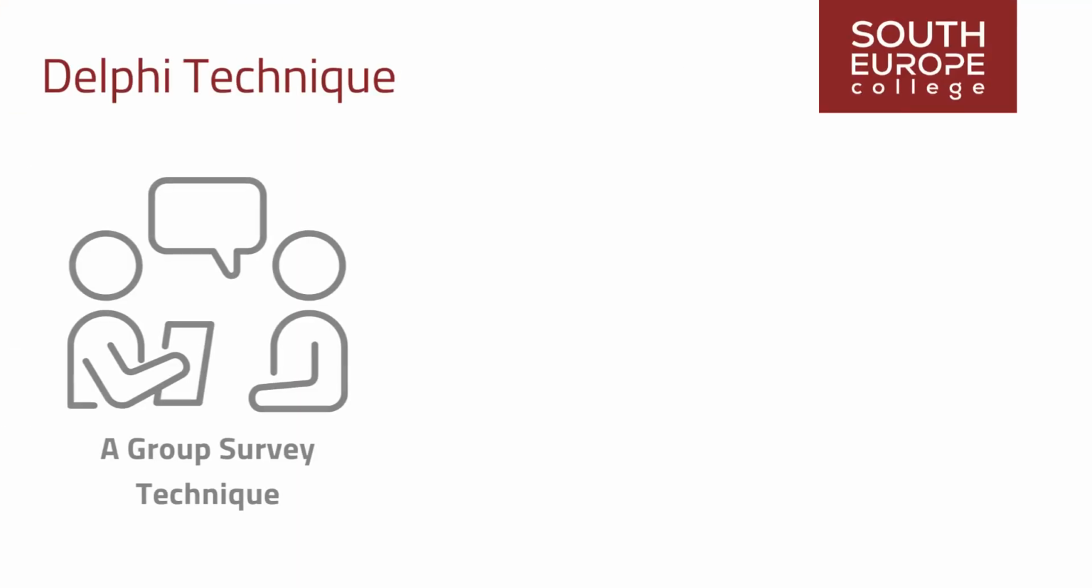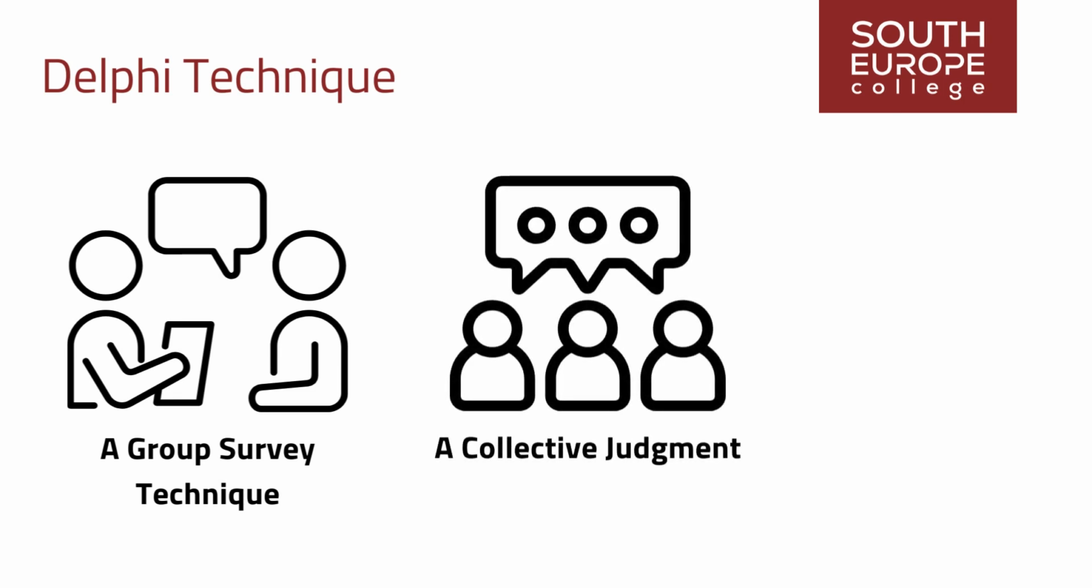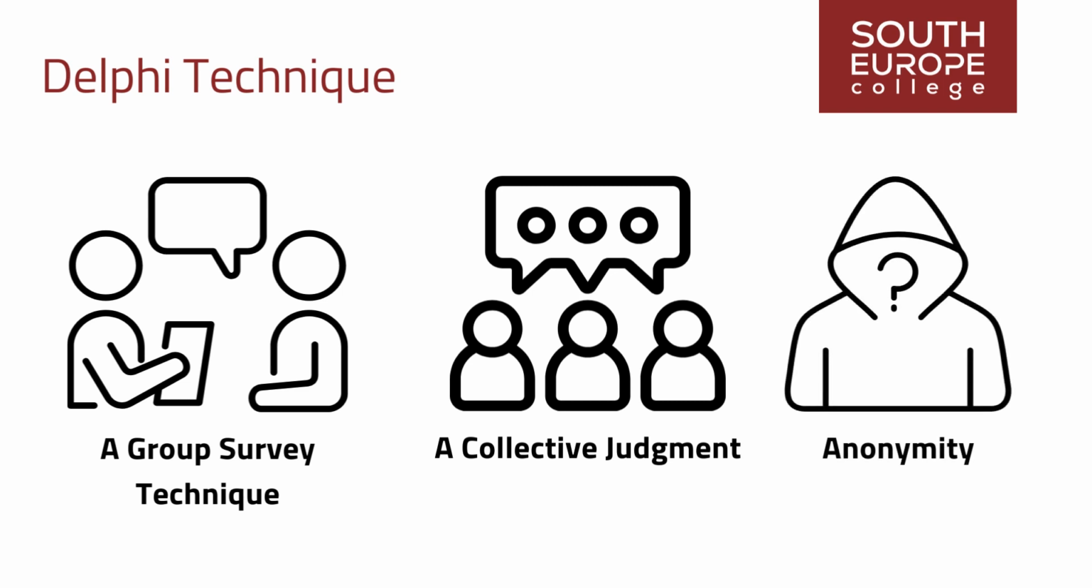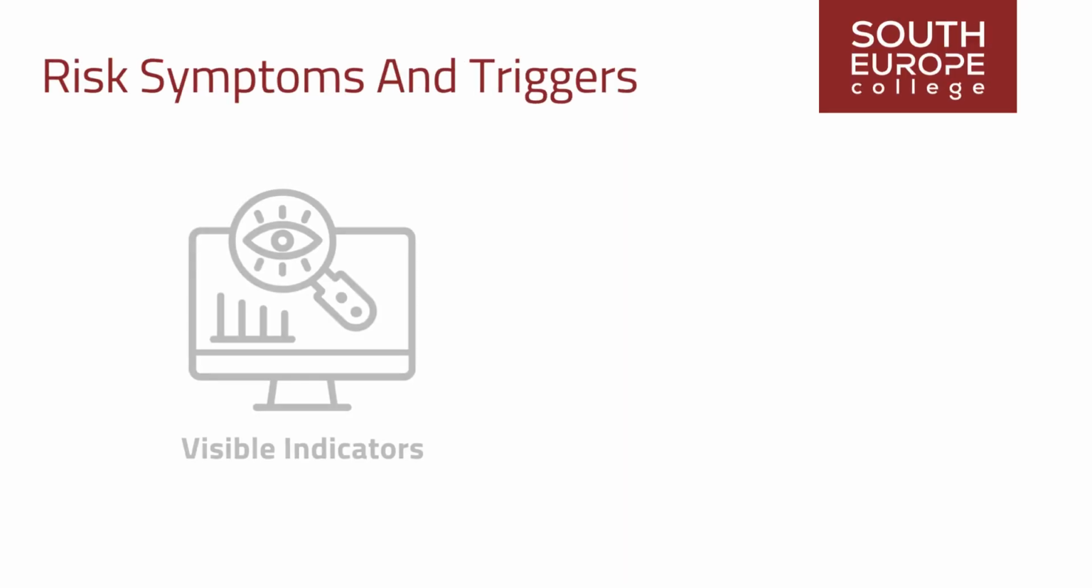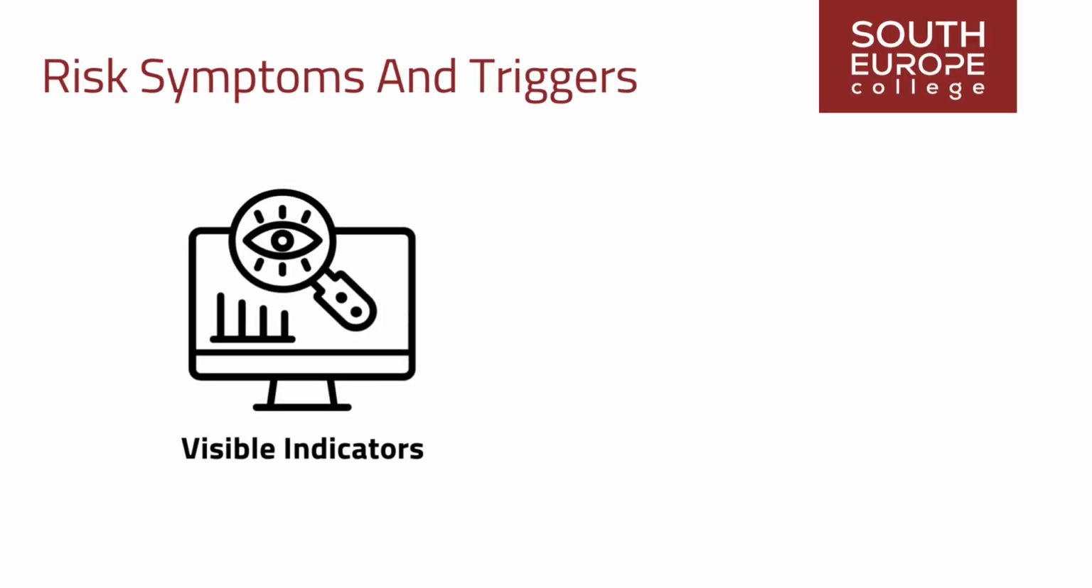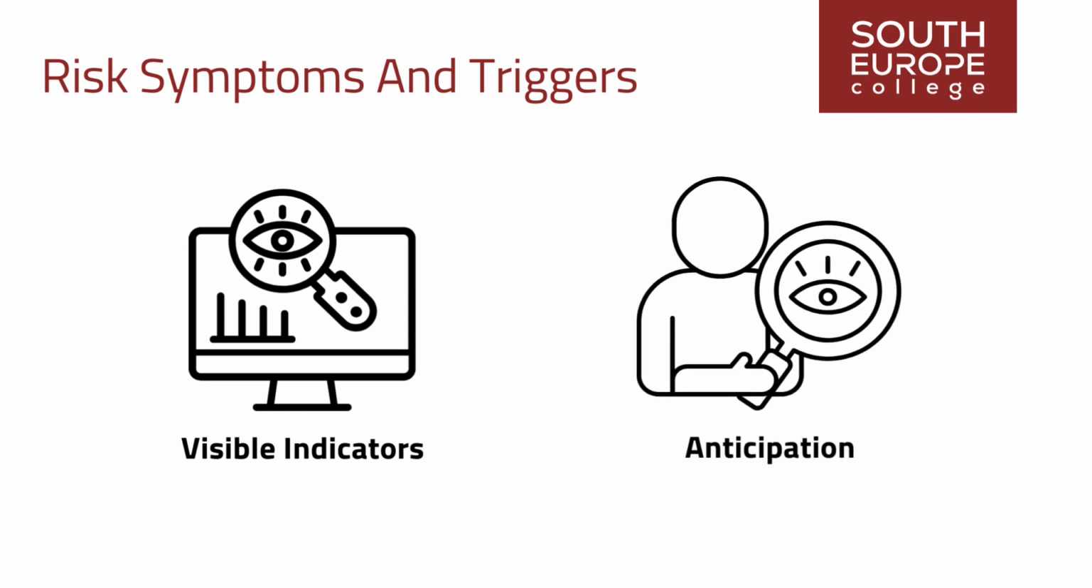The Delphi technique is a group survey technique that combines opinions to develop a collective judgment through structured questions and feedback reports. It ensures anonymity to avoid conformity, effective in reaching consensus. Identifying visible indicators and triggers for counteractions or contingencies as symptoms of identified risks materialize, it helps anticipate and address risks based on observable warning signs.